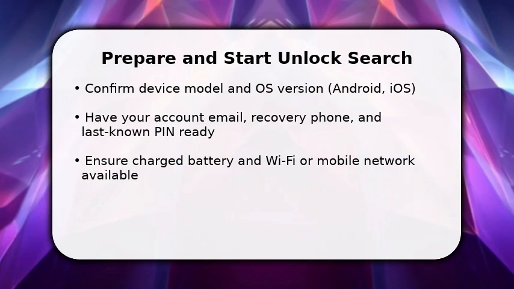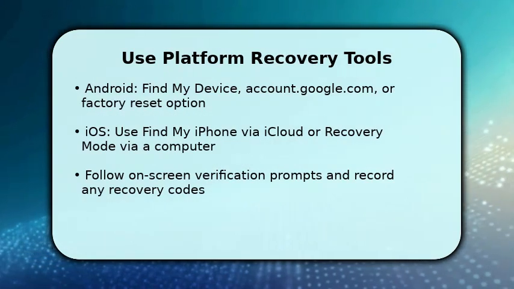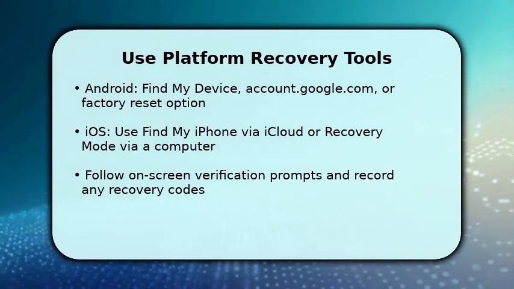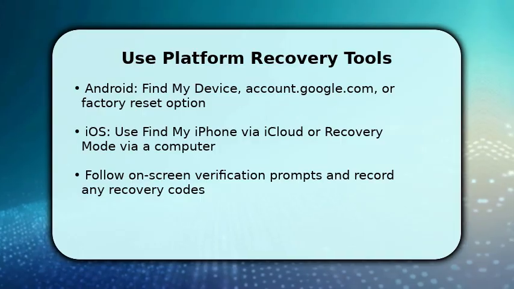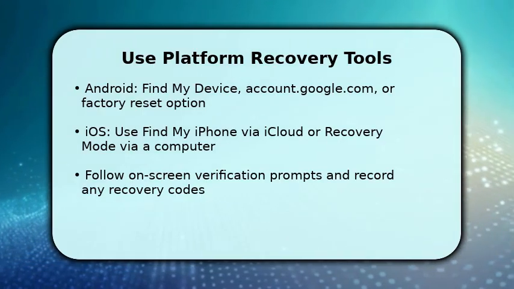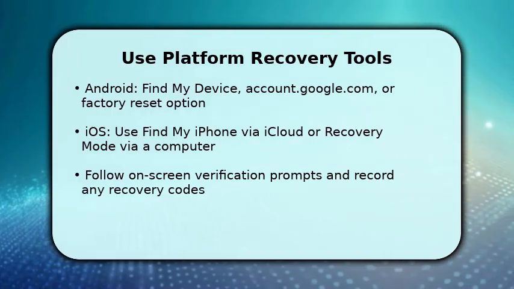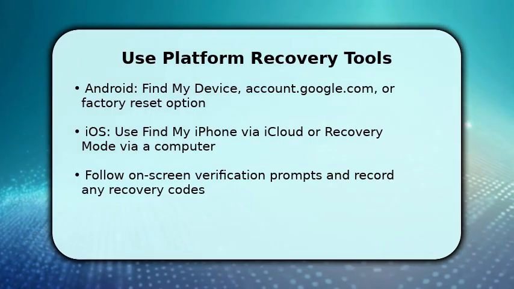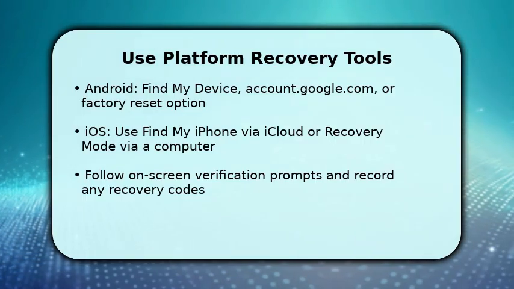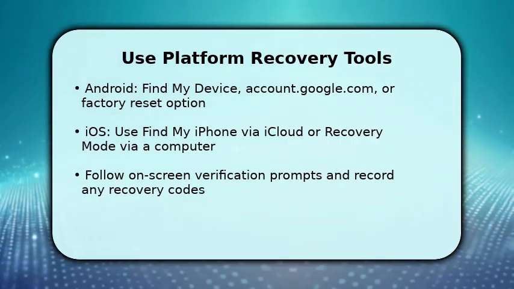You now use platform recovery utilities to locate or unlock the screen. Start with Find My Device on Android or Find My iPhone on iOS because they allow remote locking, ringing, or erasing. If remote unlock isn't available, put the device into recovery or download mode and connect it to a computer to run the official restore. This wipes the screen lock, but requires account credentials afterward. Make sure to follow each verification prompt carefully and note any recovery codes.